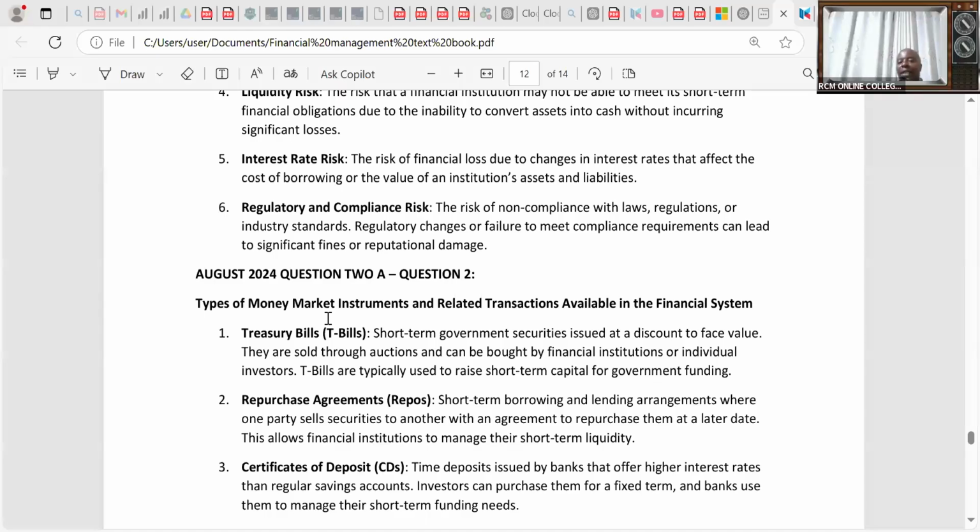Let me know once you are able to get this question paper. August 2024, question number 2A. Once you're able to get this question, are you able to put your thumbs up? Thank you so much. Somebody can even share this paper here.